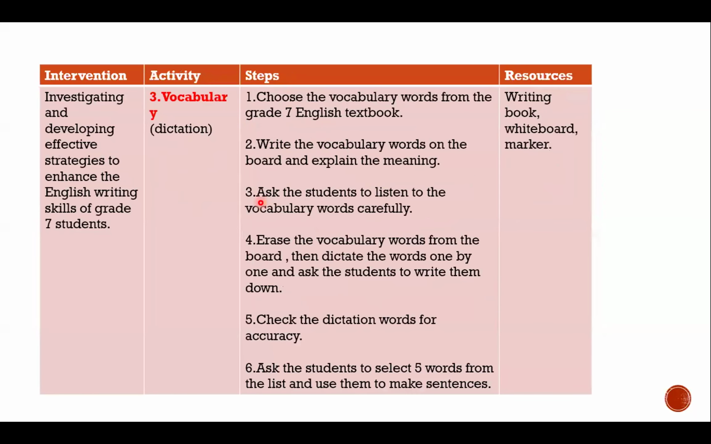And the third activity is vocabulary. That means I have to give dictation. Dictation helps improve writing skill by enhancing listening, spelling, and also grammar. So here I'm going to use these steps.